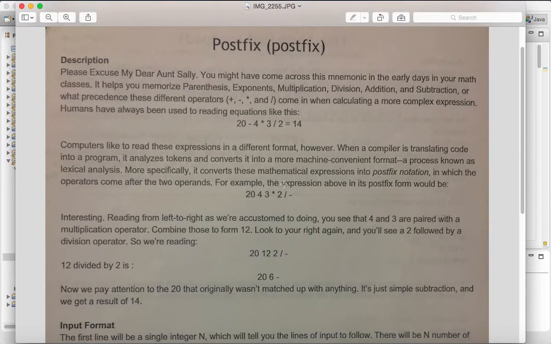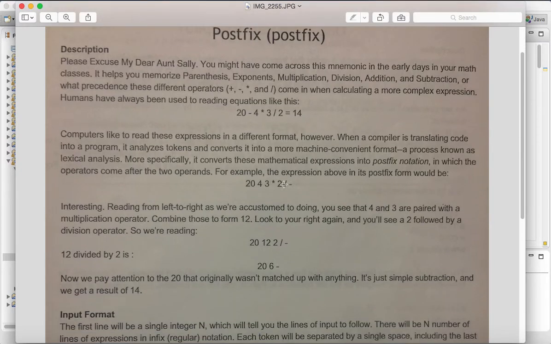For postfix, it works a little bit differently. The idea is that you use functionally a stack, which they don't tell you in the description of the problem. But you go through and you look at this expression, you see a 20, nothing to do there, a 4, nothing to do there, a 3, nothing to do with it. But then when you see the multiply operator, that means you take the last two numbers you saw and you multiply them together and replace them with a 12.